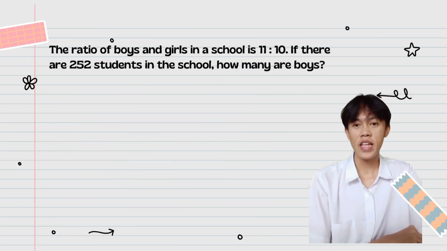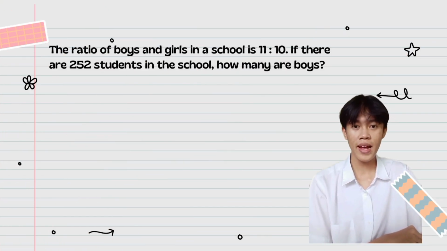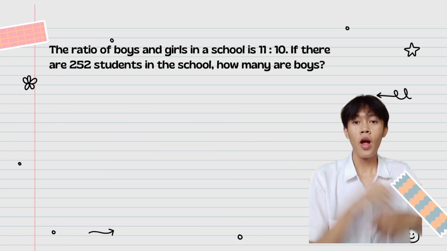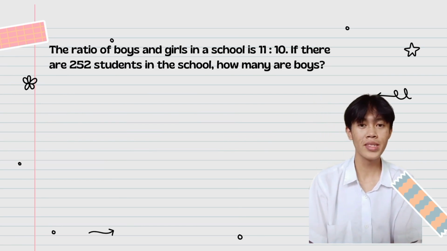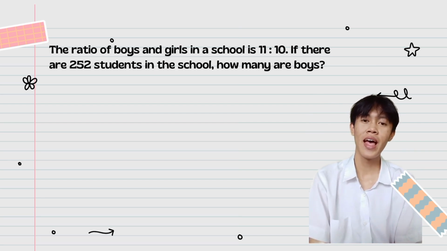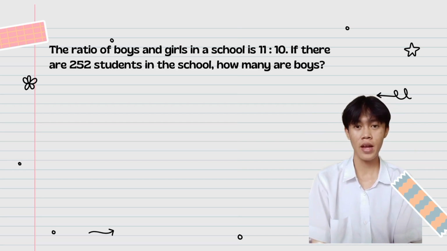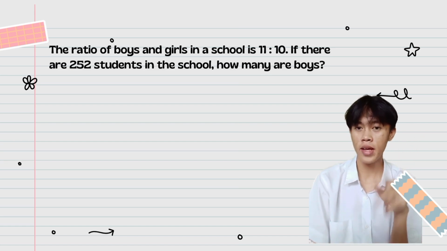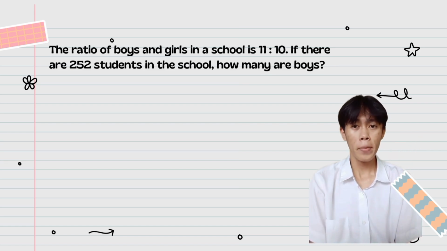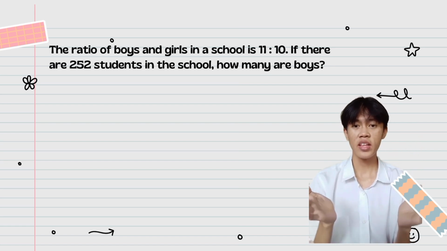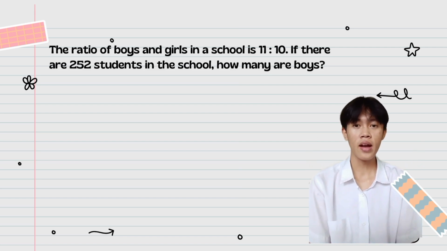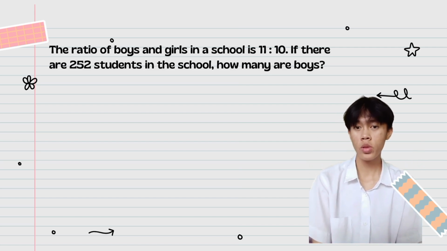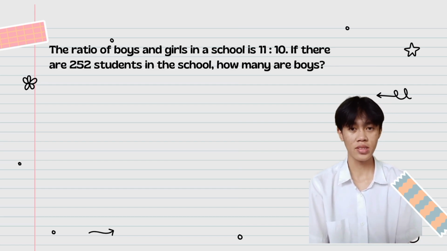Alright, let's take a look at a very simple example. For this first question, we are told that the ratio of boys to girls in the school is 11 to 10, and in total there are 525 students in the school. But the main question here is, how many students are boys?